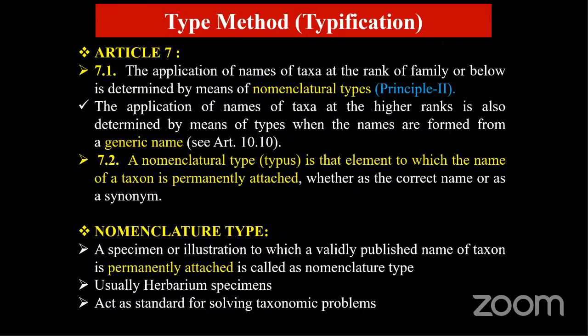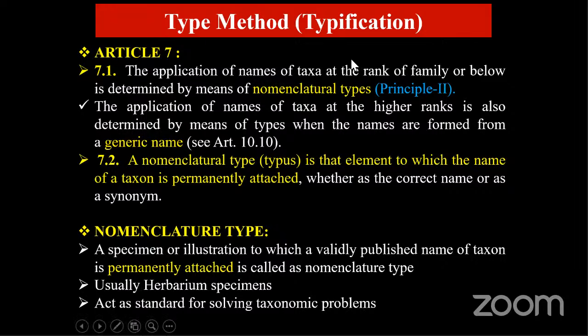So if you want to give a name to that new plant, you should submit that herbarium specimen to the Kew Botanical Garden, so that the name is permanently attached to that particular herbarium specimen. The herbarium specimen which is submitted there along with the name acts as a nomenclature type. So nomenclature type is nothing but a herbarium specimen or illustration to which a name is permanently attached. So it acts as a standard for solving taxonomic problems.